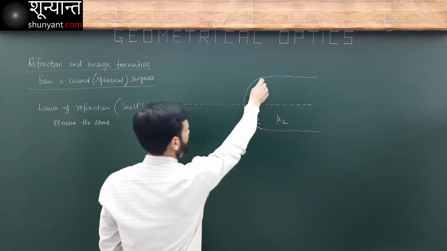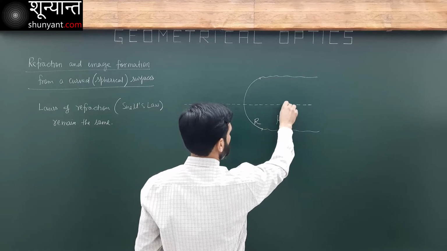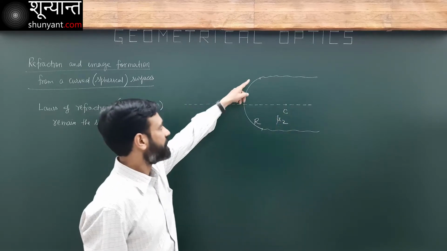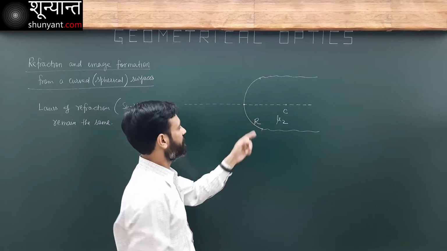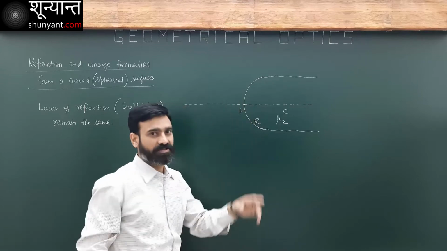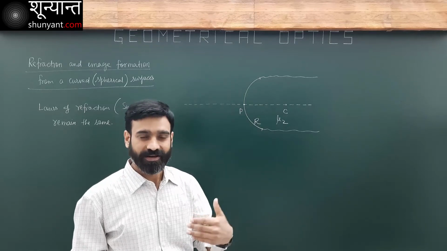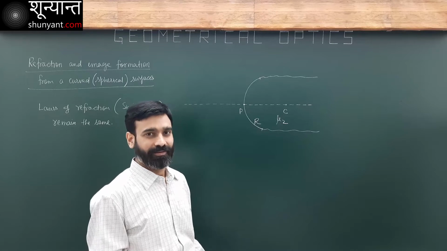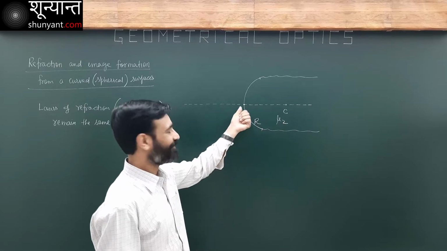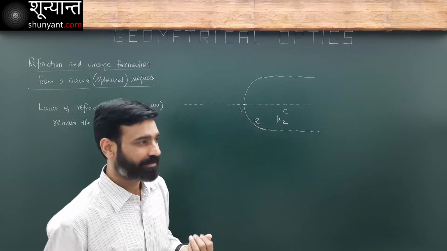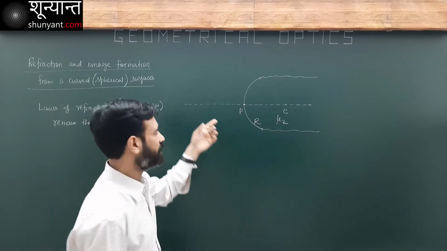Now this spherical surface will have some center. Let's say that this is the center of this spherical surface. And this is the middle point of this spherical surface. Let's say that it is P. We can say that it is the pole of this spherical surface. But generally we do not use this term pole. It is reserved for mirrors only. But anyway, I can say that. Who can stop me from saying? It will not be wrong to say, but generally when we say pole, we refer to mirrors only. But that's fine, you can do that.